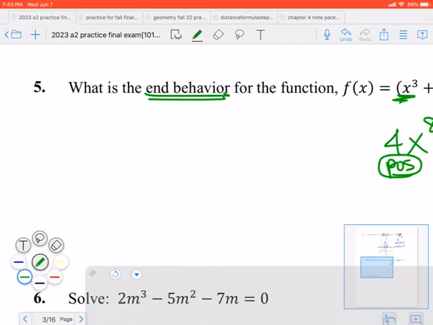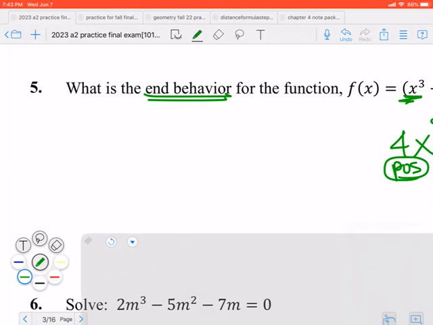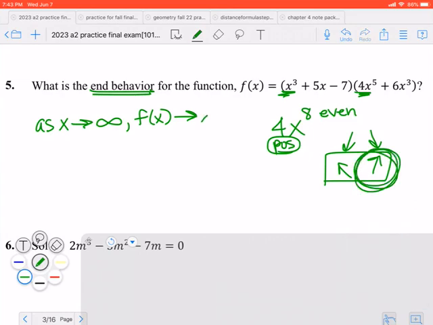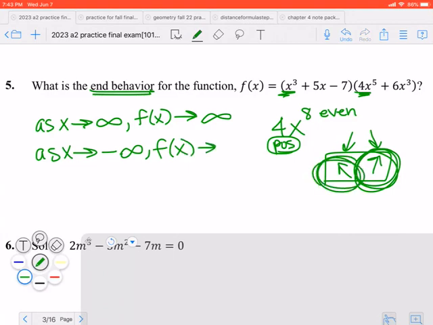So the way end behavior is written, as x approaches positive infinity, means as you go to the right, f of x, the graph, is going up, so it's approaching positive infinity. Then as you go to the left, as x approaches negative infinity, the graph is approaching positive infinity.